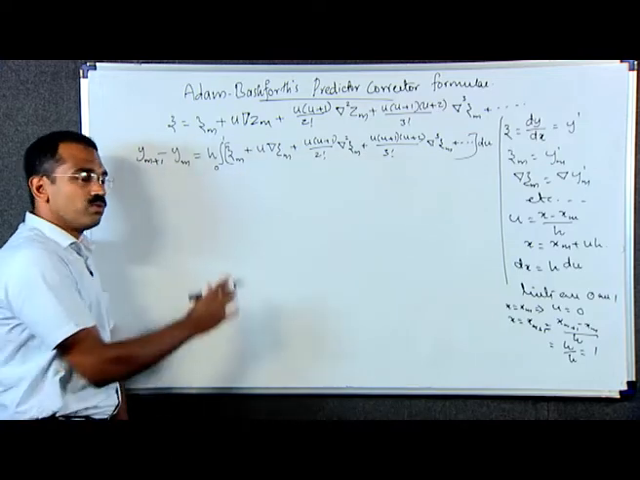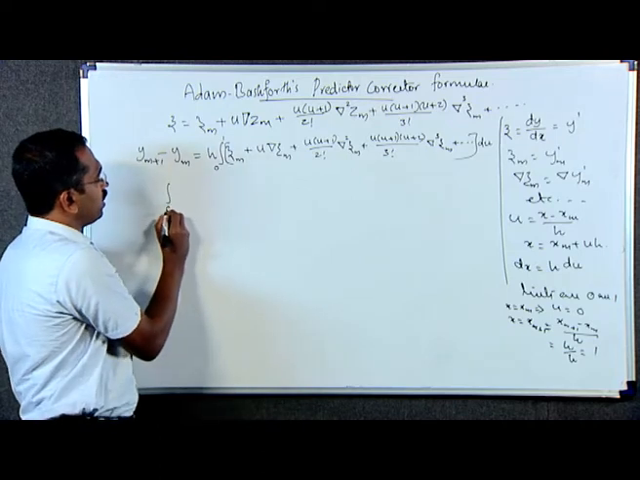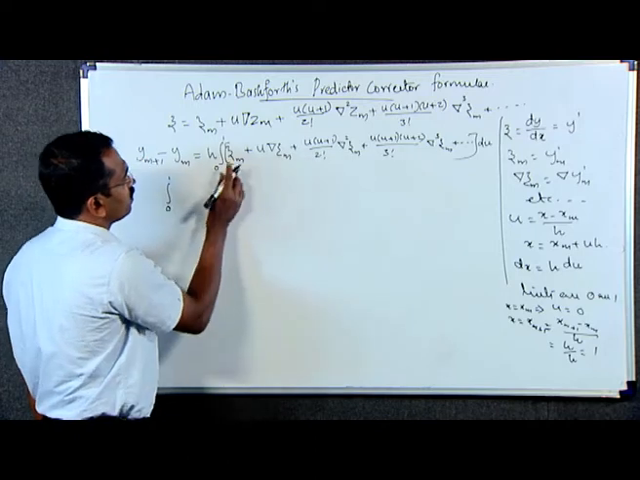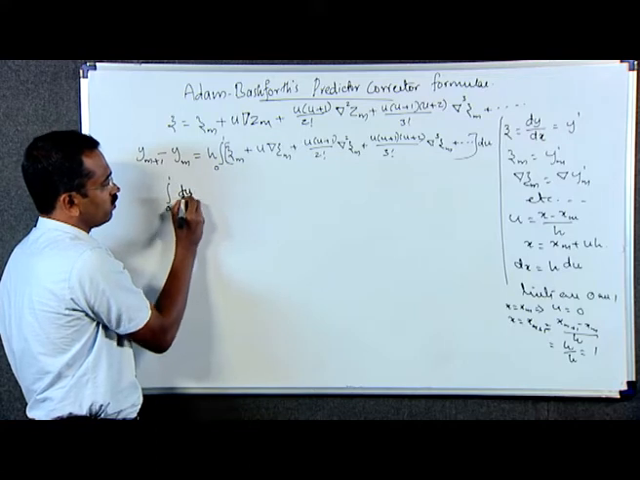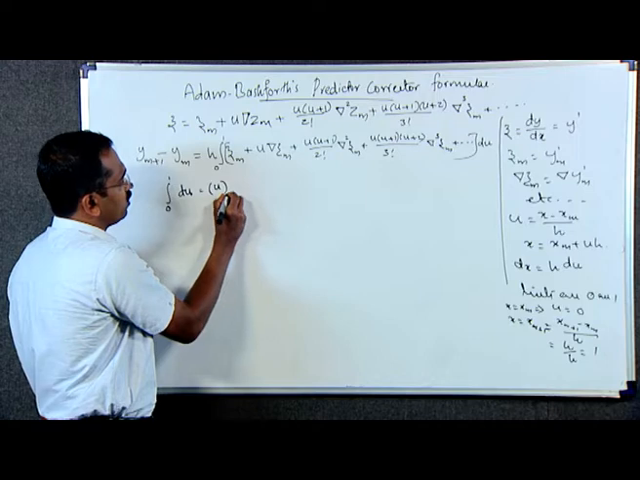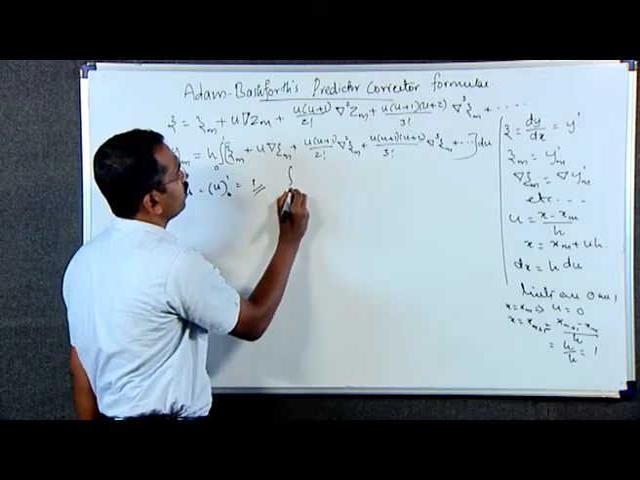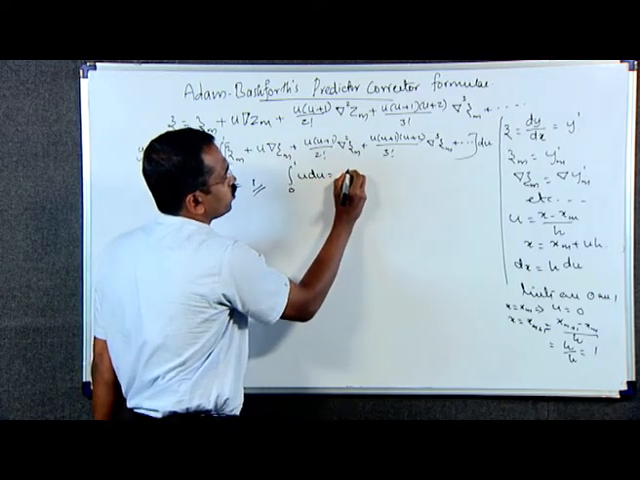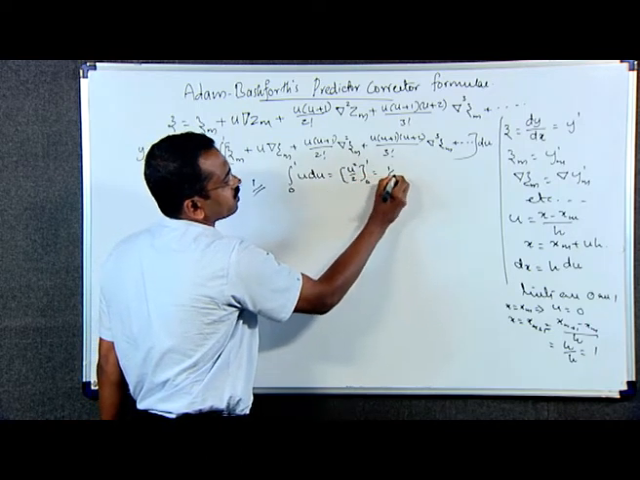Now, we integrate each term separately. First, integral from 0 to 1 Zm du. Zm is a constant. Integration with respect to u means integral du, which is equal to u between the limits 0 and 1, that is 1. Integral 0 to 1 u du, which is equal to u square by 2 between the limits 0 and 1, that is 1 by 2.